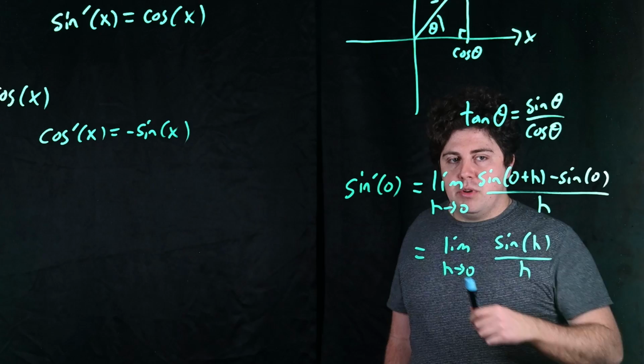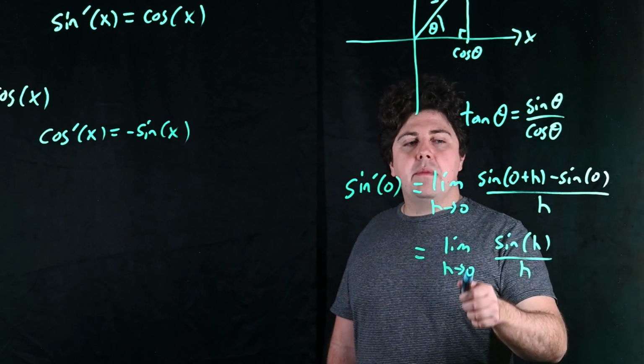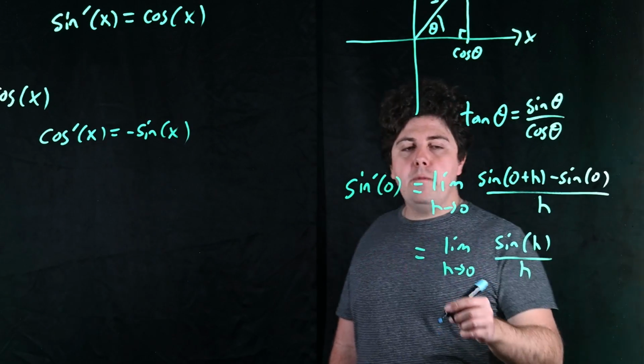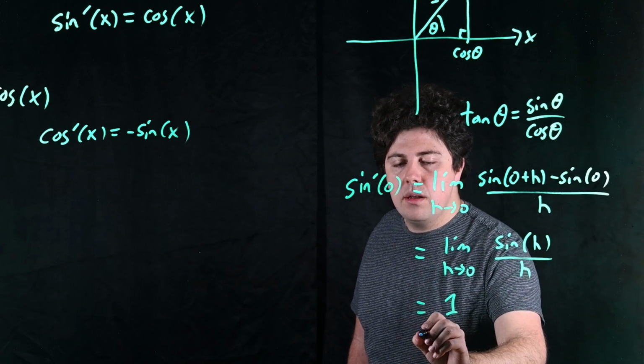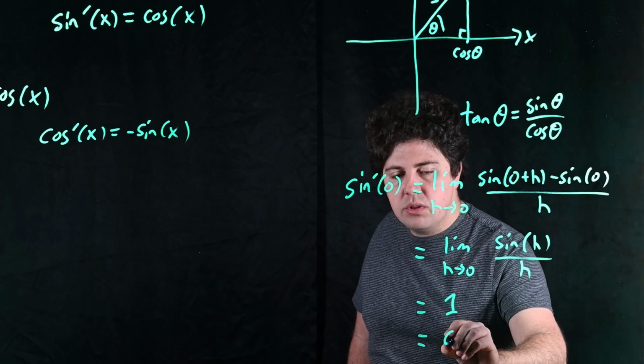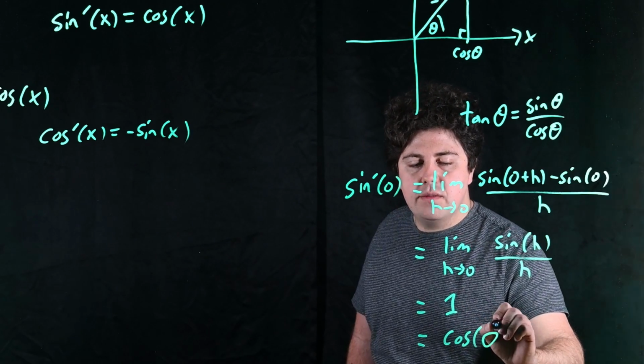But if you watched the previous video series, this is one of the limits we talked about in some detail there. This is one of our special limits that ends up being equal to 1. And guess what? It turns out that 1 is cosine of 0.